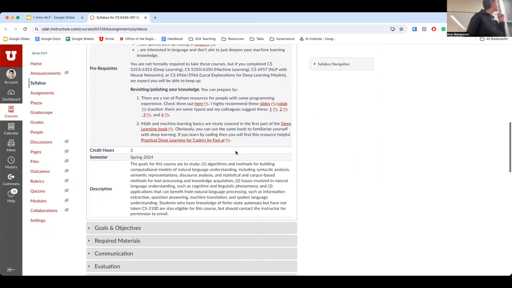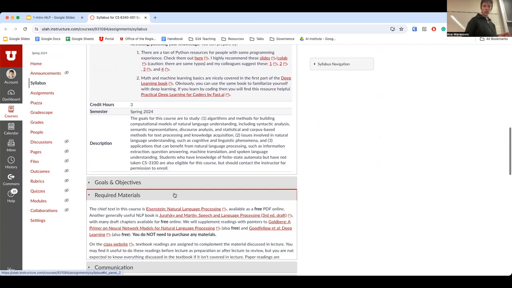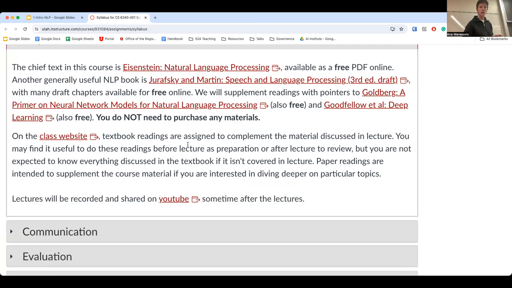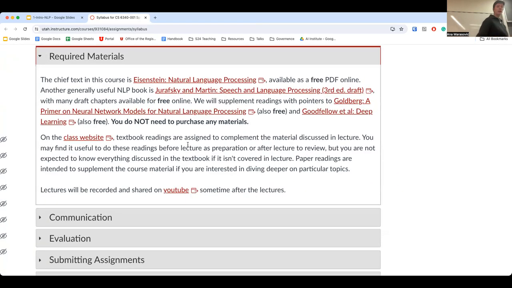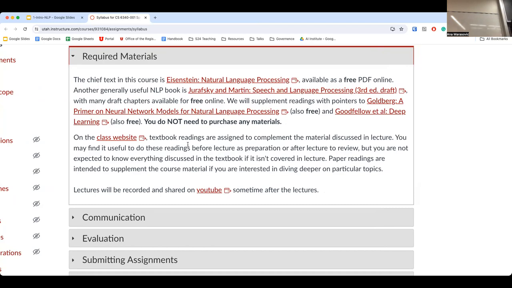We talked about prerequisites. I didn't talk about the materials. You are not required to buy any books or any other resources for this course. We'll be following a book by Jacob Eisenstein called Natural Language Processing. It has a freely available version that I have linked here. It's not the latest version, which is paid. We are going to use this free version. Another useful book is by Jurafsky and Martin, Speech and Language Processing. I'll probably share pointers to one or both of these books.